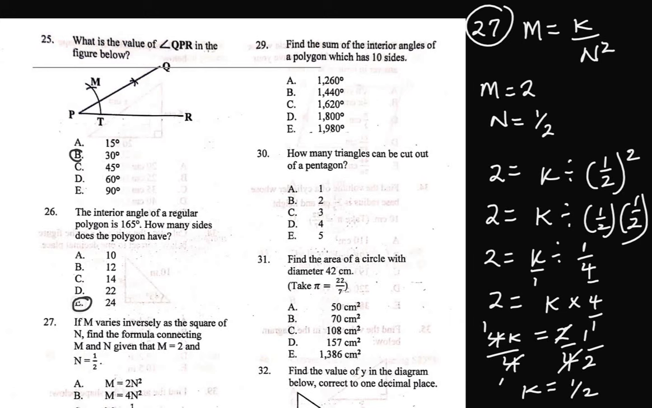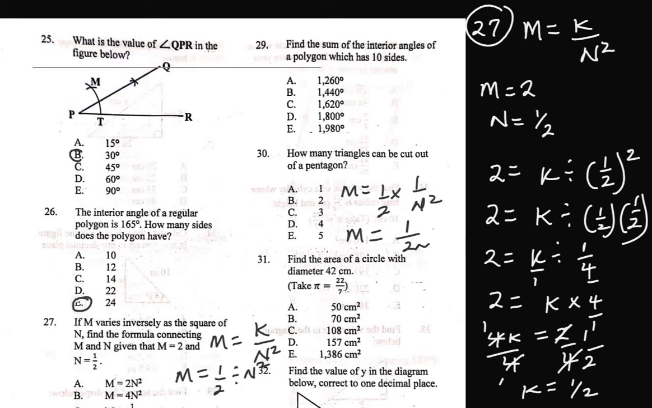Once you get the value of k, let's go back to the equation, which is m equal to k over n squared. So the answer will be m equal to k, which is half, divided by n squared. The final answer will be m equal to: keep the half, change the division to times and flip the n squared, it becomes the denominator. m will be 1 times 1, 1, 2 times n squared, 2n squared.